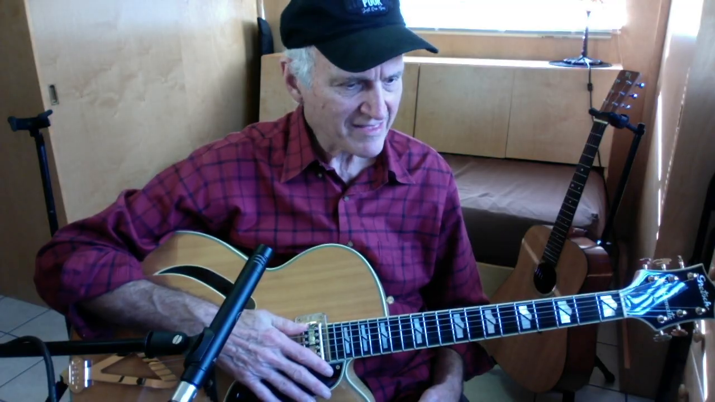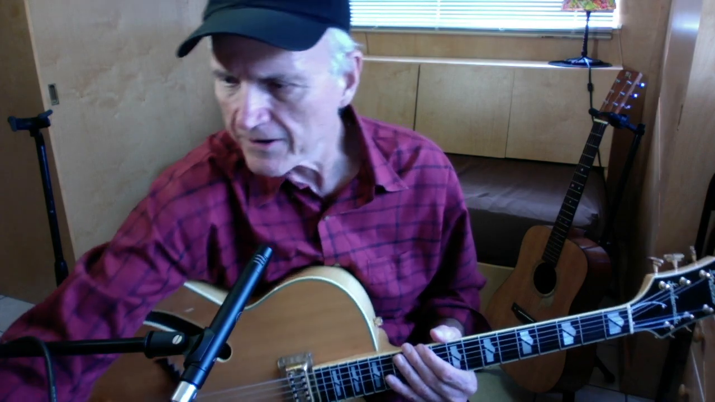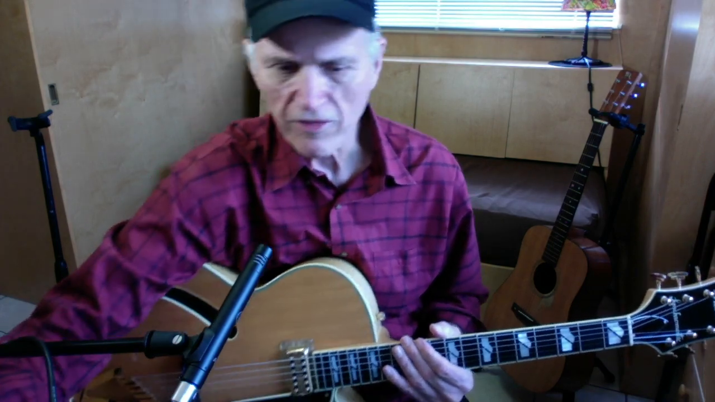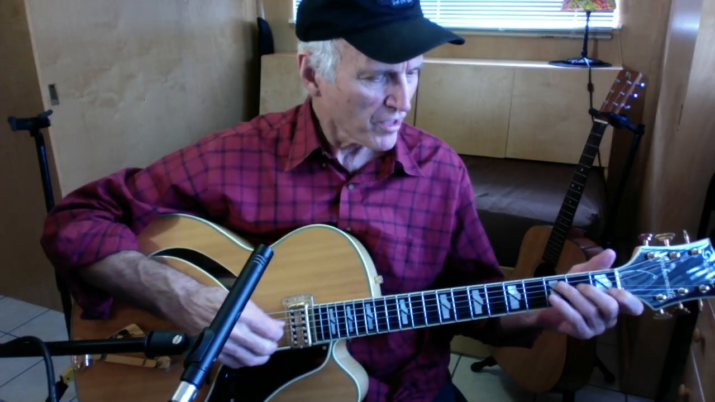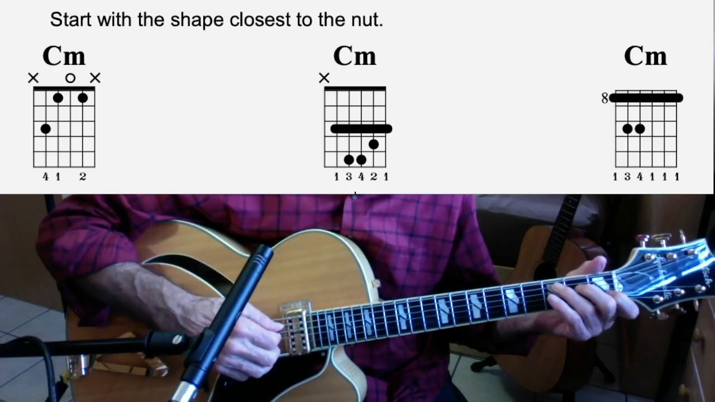So having said that, we're gonna do just like we've been doing with the other videos. We're gonna show you 3 ways to make every minor chord, and I'm gonna start with the hardest one. The hardest one just happens to be the one that's closest to the nut. So here we have a C. You know the C already, right?